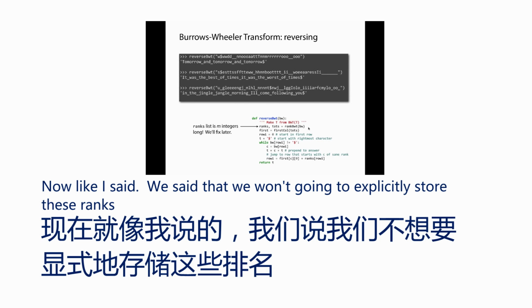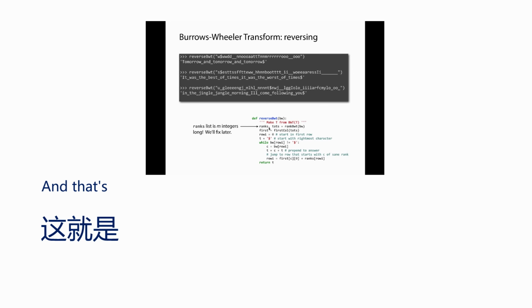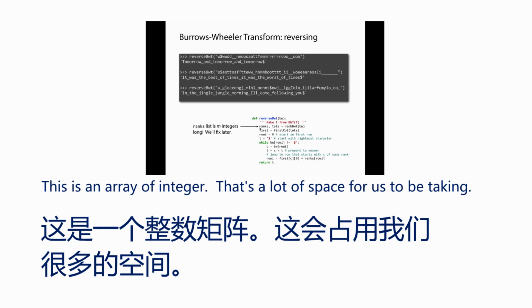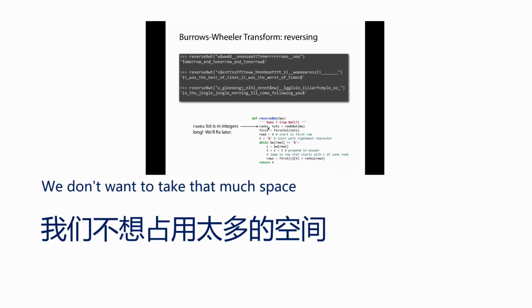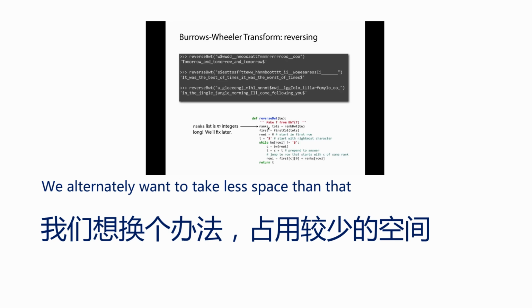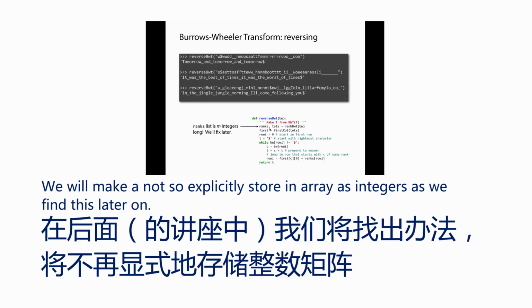Now, like I said, we said that we weren't going to explicitly store these ranks, but for this particular implementation, that's exactly what we did. And that's unfortunate because this is an array of m integers. That's a lot of space for us to be taking. We don't want to take that much space. That's as much space as the suffix array takes, and we will ultimately want to take less space than that. But we will fix this later. We will make it so that we're not explicitly storing an array of m integers as we refine this later on.